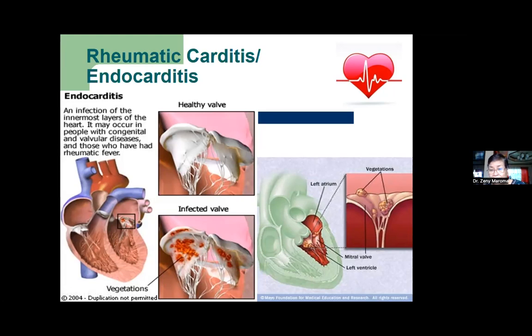And mahihirapan si left atrium to pump blood, no? Kasi maraming bara dyan. Kaya there's retention of blood in the left atrium. There's stasis of blood in the left atrium. Kaya pwede rin magkaroon ng thrombus dito sa left atrium. Mahirapan siyang mag-pump, kaya magkaroon siya ng atrial fibrillation as a complication.